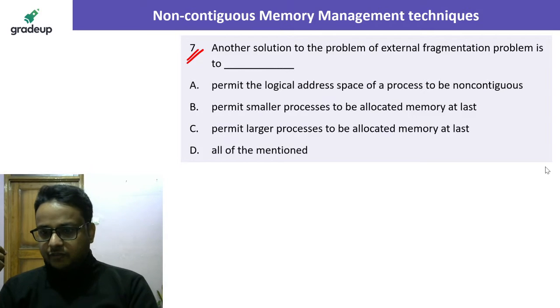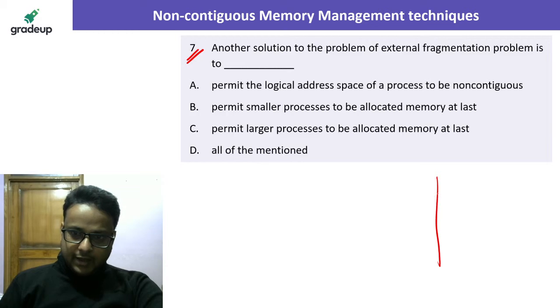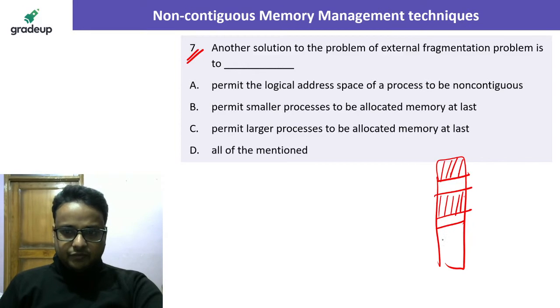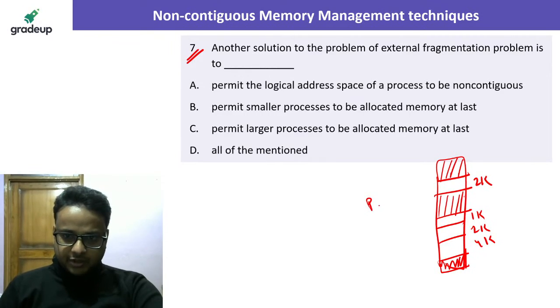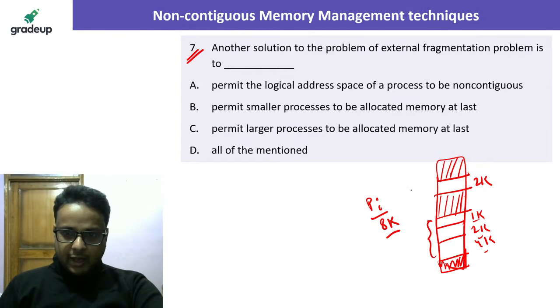Shweta, I told you external fragmentation, एक बार और बता देते हैं। Suppose we have a memory, okay, and in the memory we have some allocated area, then some free space, then allocated, then some free space, like this, and then allocated area. Now suppose this is 2k, this is 1k, 2k, 4k. Now I have a process Pi and it is 8k. So see, 4 plus 2 plus 1, 7k. No, Pi cannot come completely here and Pi cannot come here.